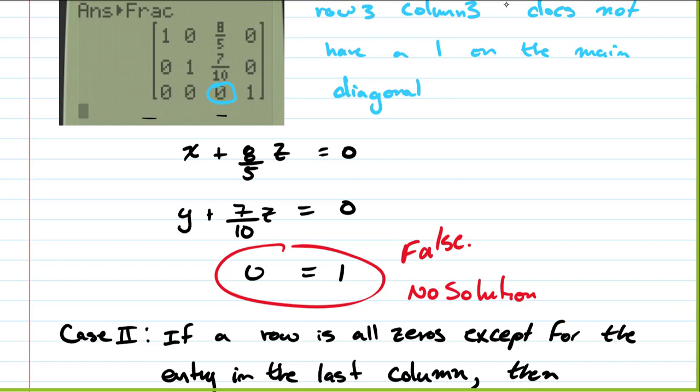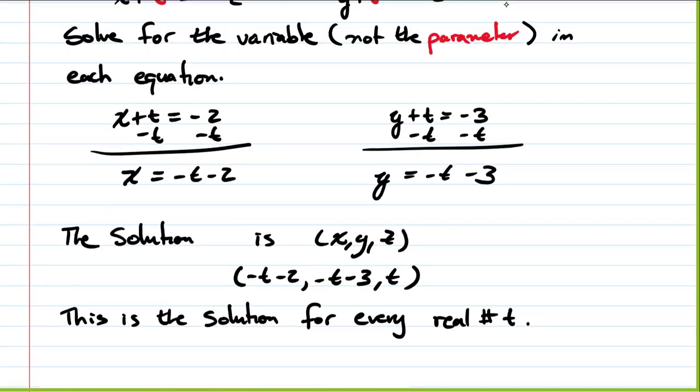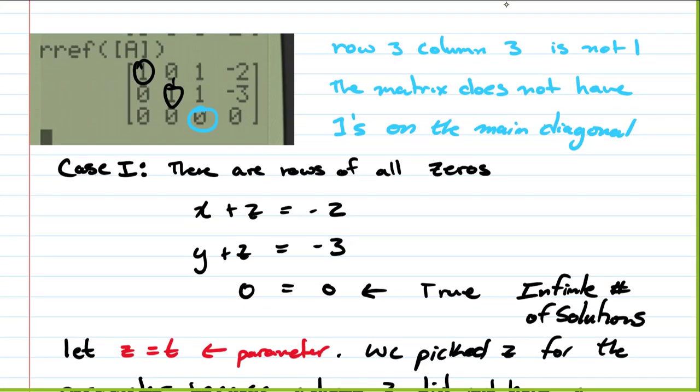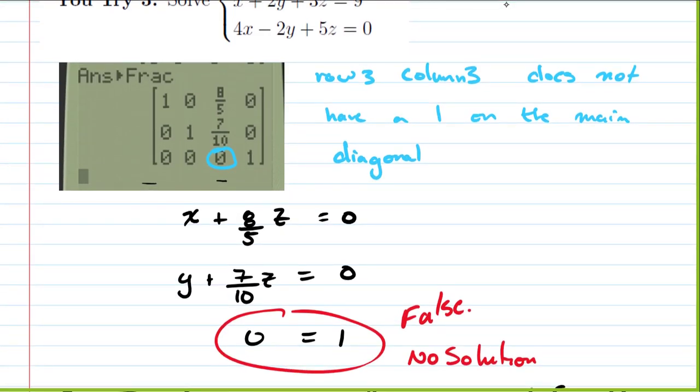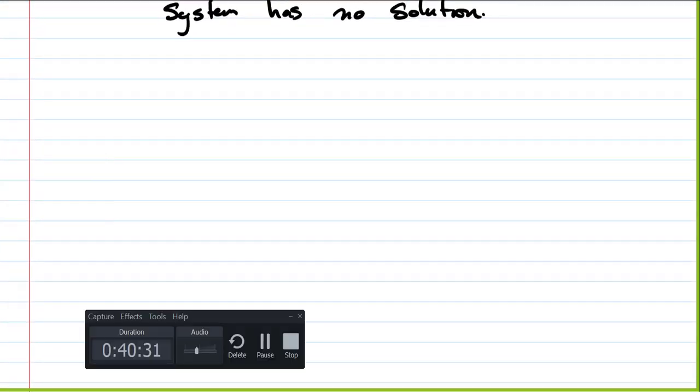So that's how our three cases are going to break down. All ones on the main diagonal, we get one solution. If we don't have ones on the main diagonal, it's either infinite solutions or no solution. We get an infinite number of solutions when our rows consist entirely of zeros. We get no solution when our rows are all zeros except for the last entry. That's how it's going to work when we do reduced row echelon form. All right.